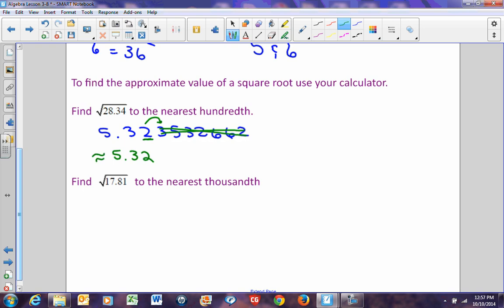Next, the square root of 17.81. Again, I'll put this in my calculator and I will get 4.220189569. To the nearest hundredth, there's the hundredths position. If I go to the right, it's less than 5, so all of these will go away, and this is approximately equal to 4.22. Learn how to use your calculator. Make sure you know how to round. Otherwise, you're going to be a little embarrassed about trying to find your square roots.